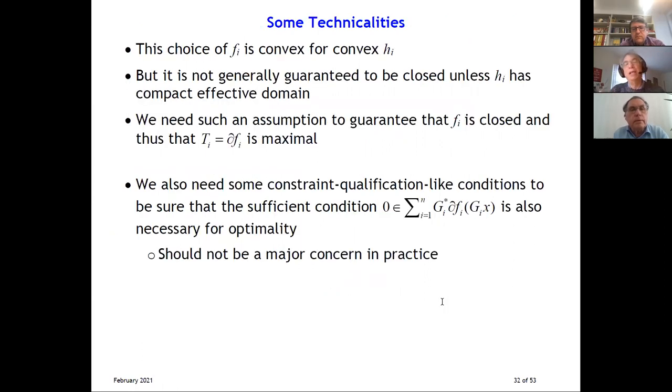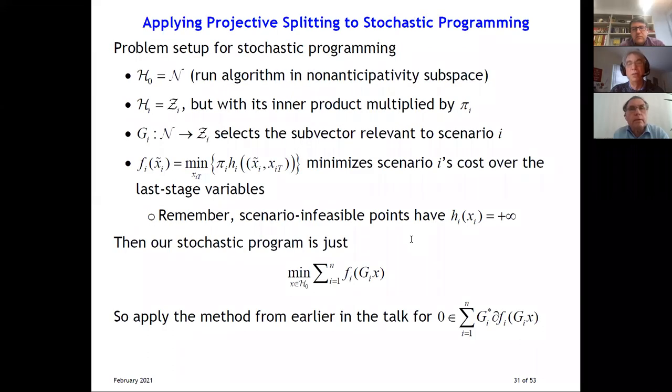There's some technicalities here, like, to get the functions to be closed, you need the domains of the H's to be compact, and some technical assumptions here, which at least this one isn't too hard to satisfy in practice. But based on that, you get that this is the same as the stochastic program.